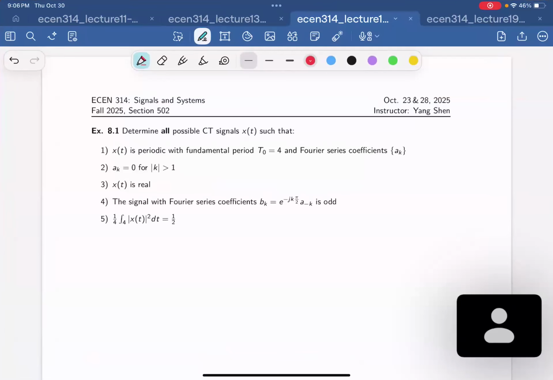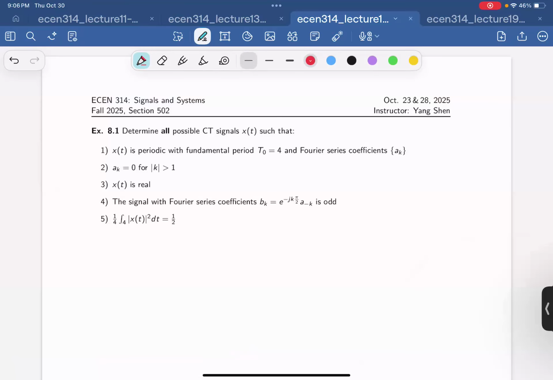Now let's look at this example 8.1. That is to bring the memories of all these properties about continuous time Fourier series, okay? Kind of like a reminder. So it's really an interesting question. That does not give you a signal. Instead, it gives you all the clues about the signal.